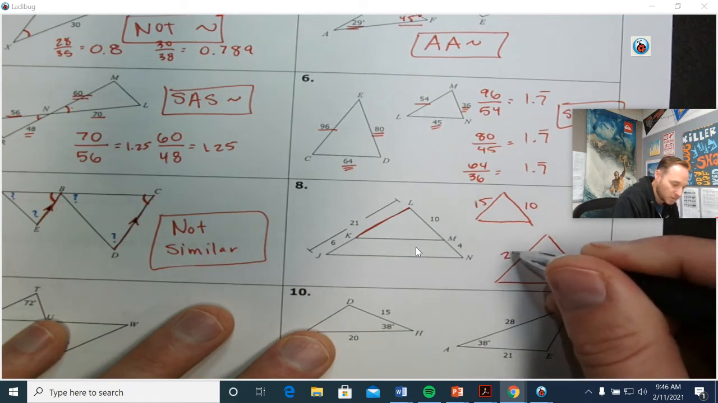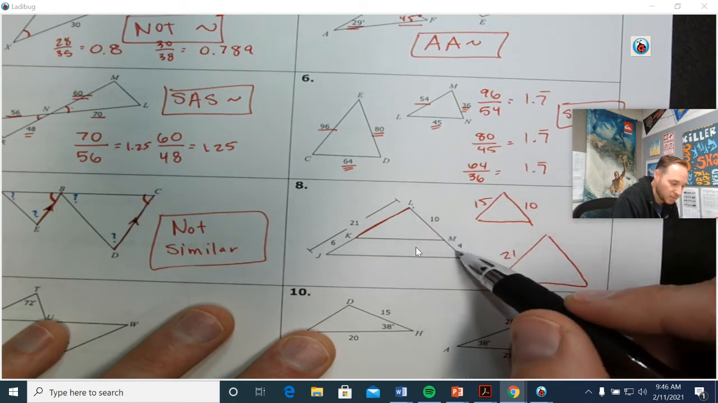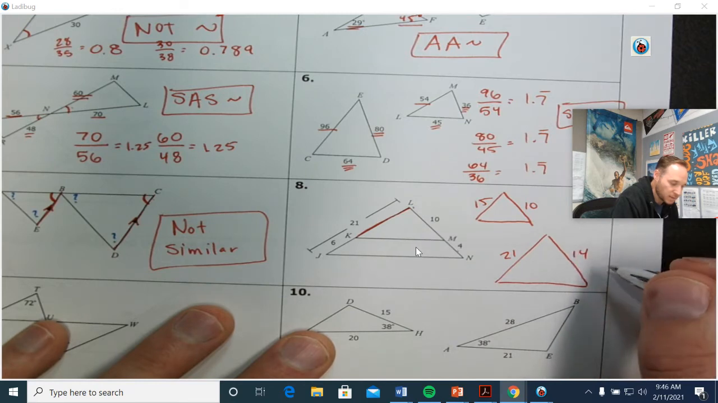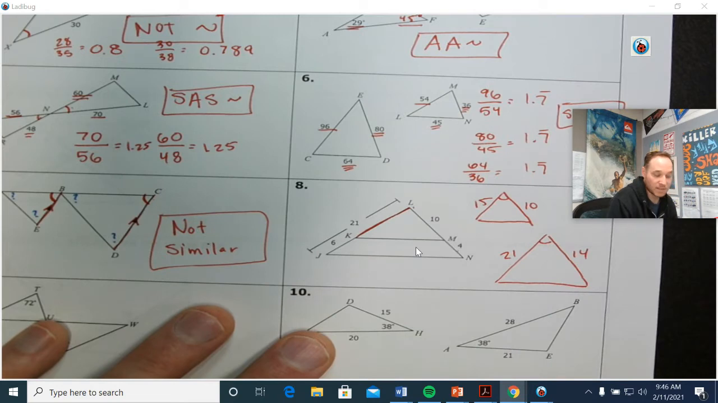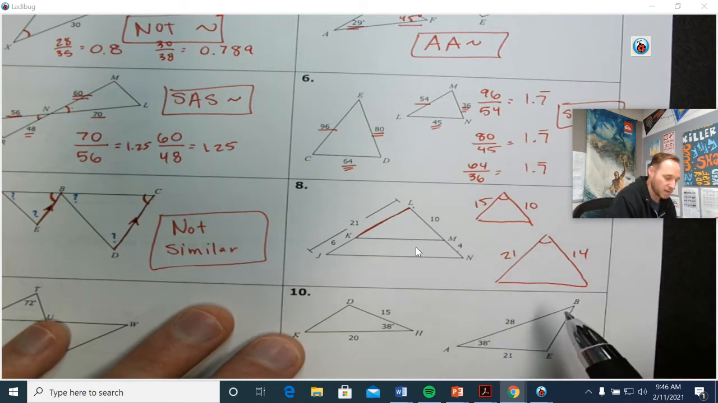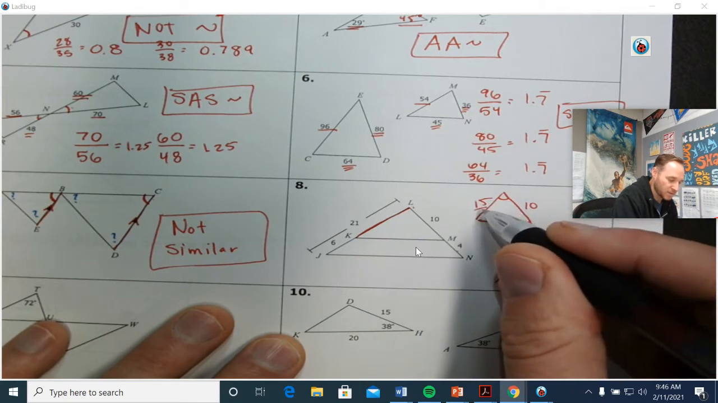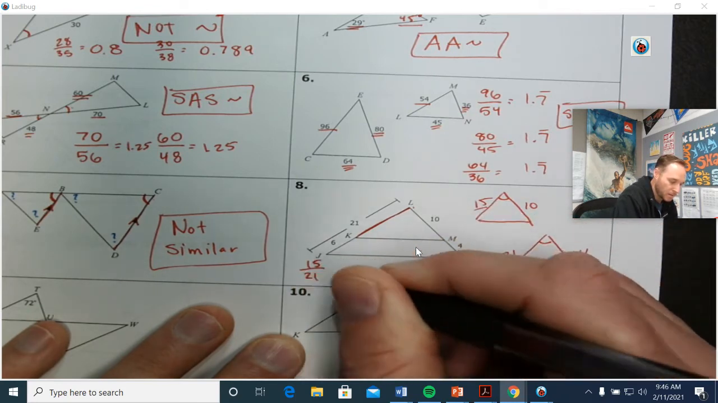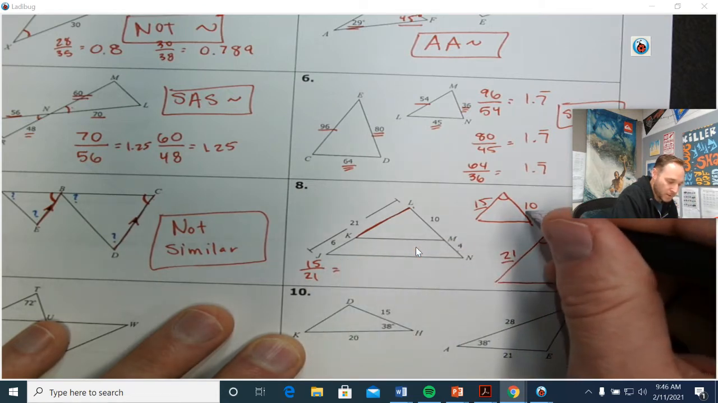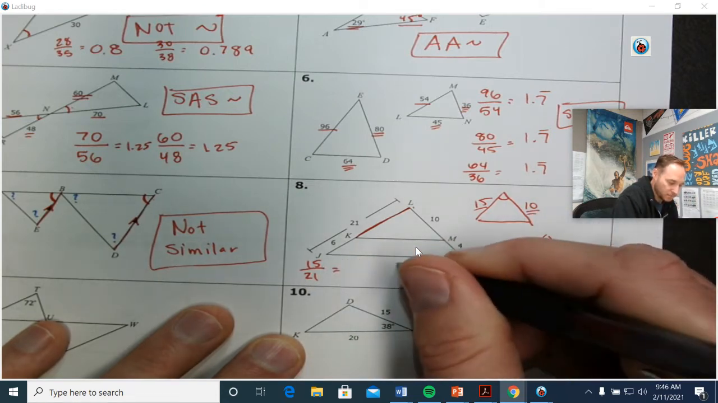We know this side is 21 and this side is 10 plus 4, which is 14. And we know that they share this angle. So we're looking at side angle side here. Let's write our two ratios for our two sides. Large side, 15 over 21. And we'll compare that to 10 over 14.